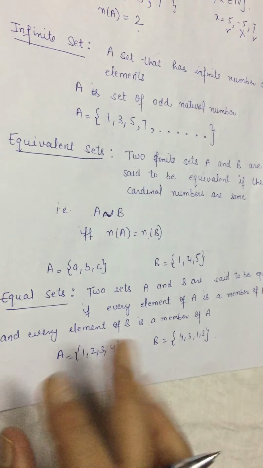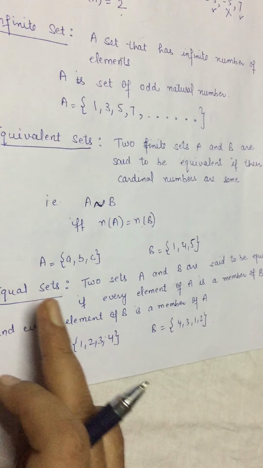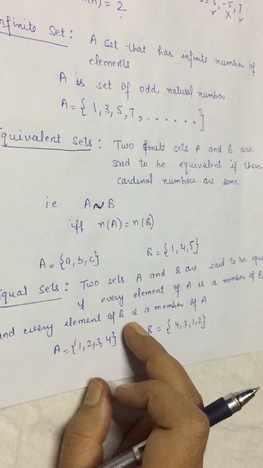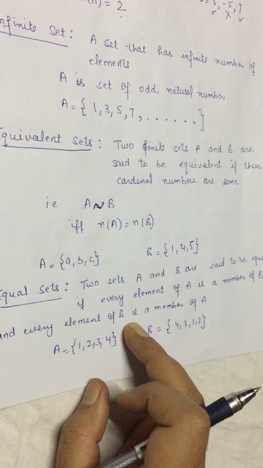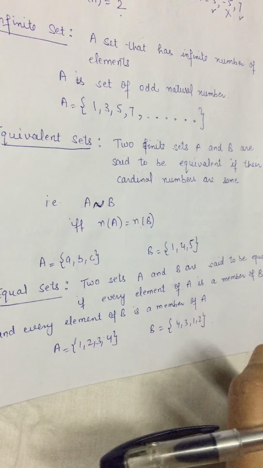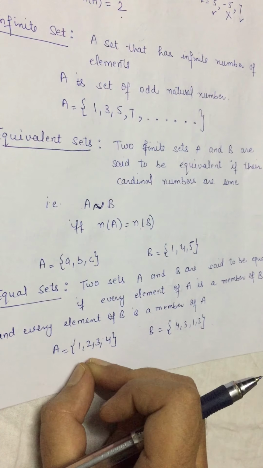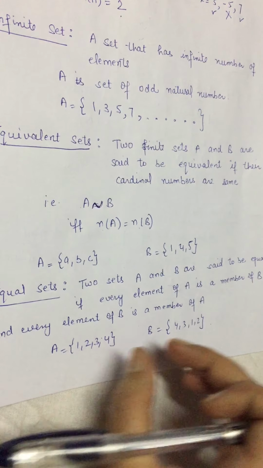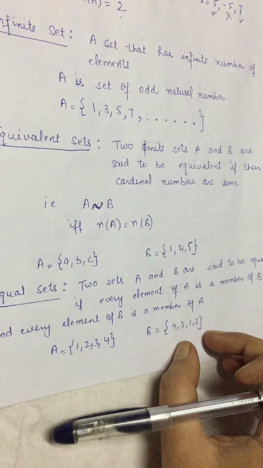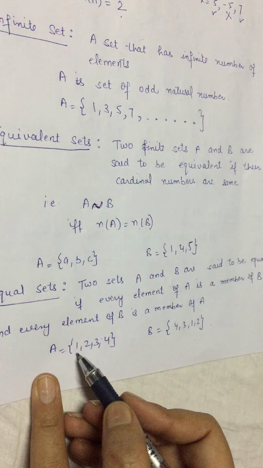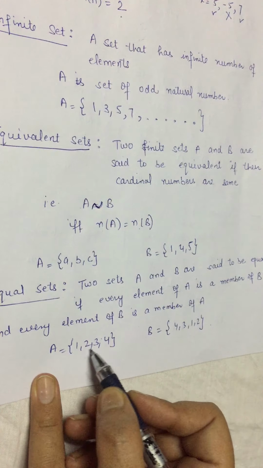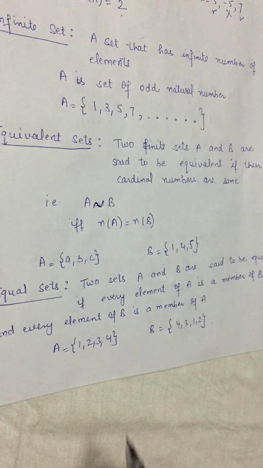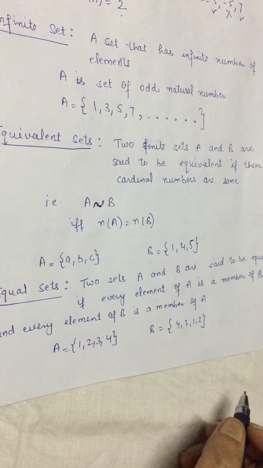But in the next type, which is equal sets, two sets are said to be equal if every element of A is an element of B and every element of B is a member of A. In equal sets, not only should the cardinality be the same, the counting should be the same. That is the first condition: 1, 2, 3, 4. The number of elements should be the same. But there is also one more condition.